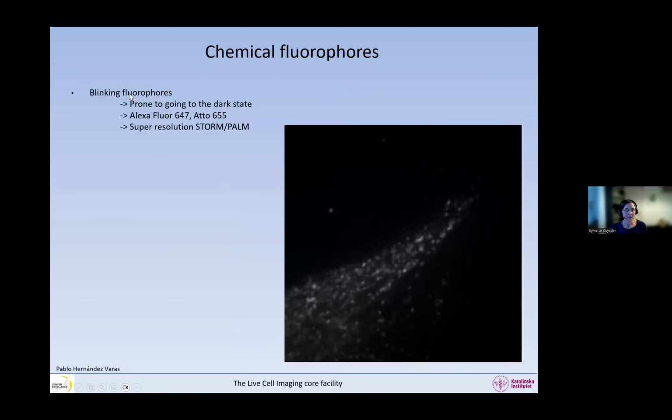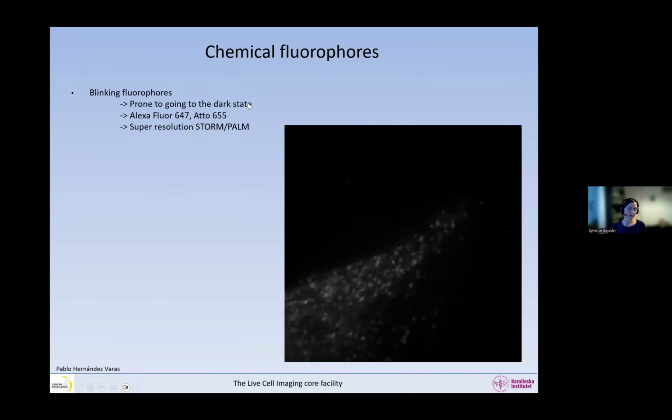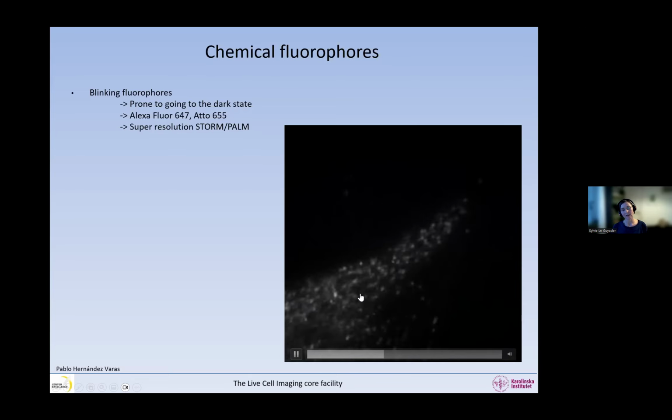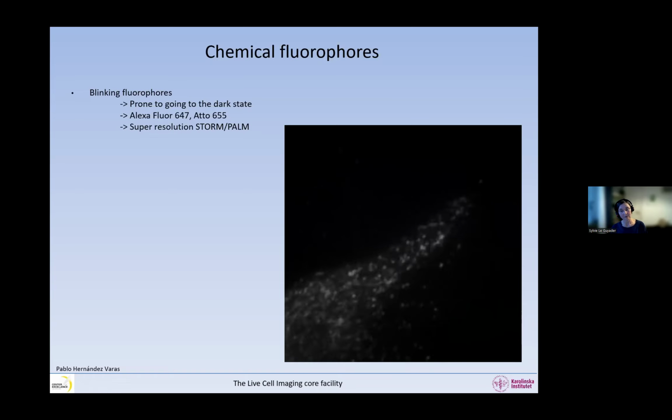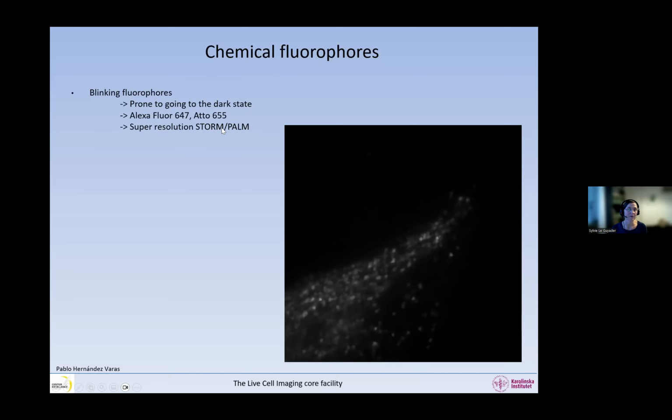Other fluorophores that are a bit special are those that blink. And so what happens for these fluorophores, like the one that is in here, is that they are actually prone to going to the dark state. So some fluorophores like going to the dark state more than others, and then they stay there. And so you can see them blink. So basically, they get excited and then they go dark and then they wait there for a while, then they come back and you get a blink before they get excited again. And this is something that we can use in super resolution in STORM and PALM. And that is very useful because then it's easy to identify each fluorophore one by one, and then you get super resolution.